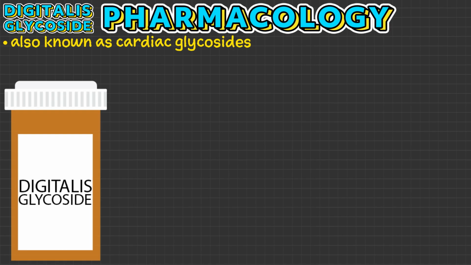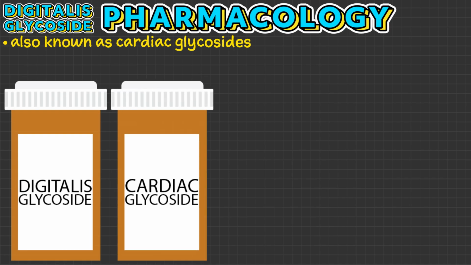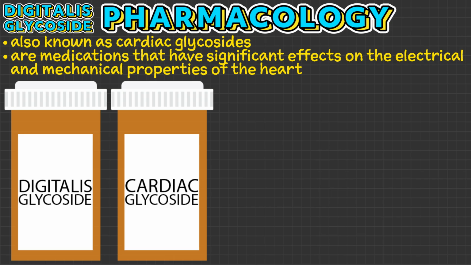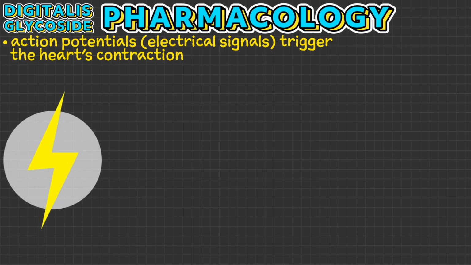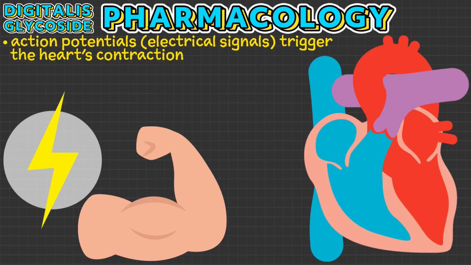Digitalis glycosides, also known as cardiac glycosides, are medications that have significant effects on the electrical and mechanical properties of the heart. Therefore, to understand digitalis glycosides, it is essential first to grasp the normal electrical and mechanical functions of the heart.